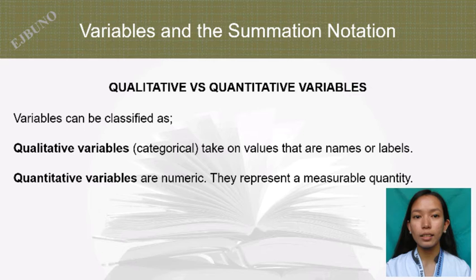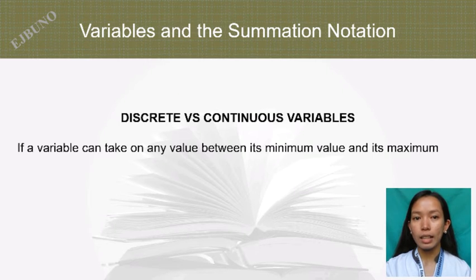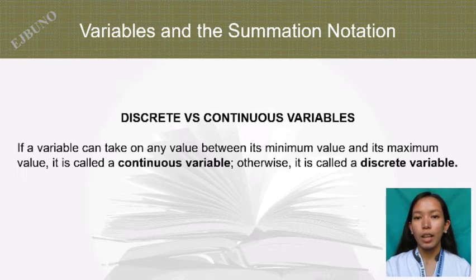For example, we can speak of the population of a city. We are talking about the number of people in the city, a measurable attribute of the city. Therefore, population would be a quantitative variable. Quantitative variables can be further classified as discrete or continuous. If a variable can take any value between its minimum value and its maximum value, it is called a continuous variable.